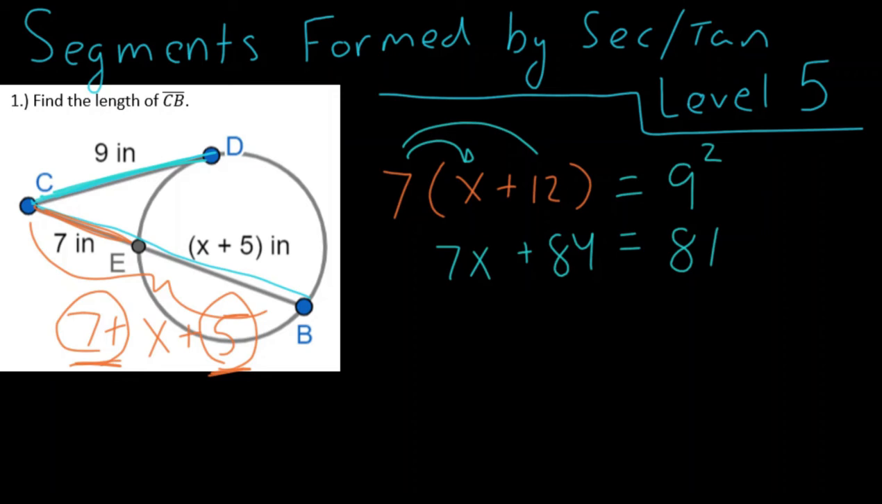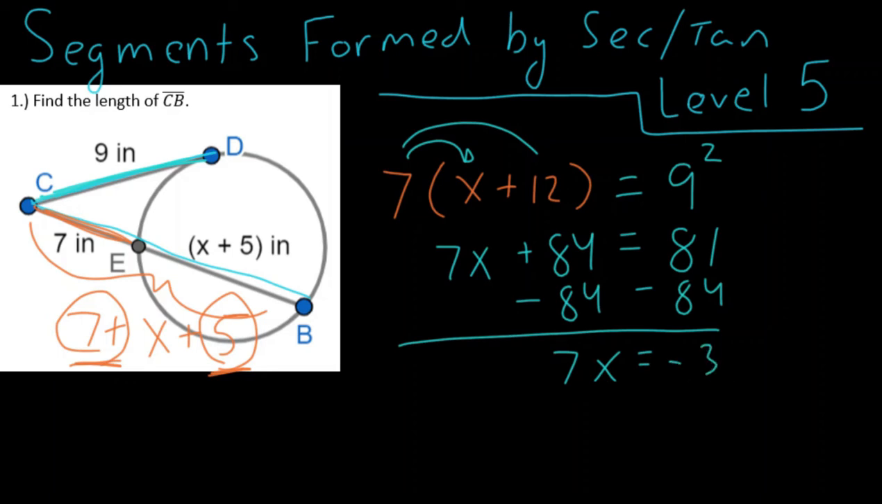Alright, just moving on through this. What should we get rid of next? Should we get rid of the 7, or should we get rid of the 84? Well, in this case, we want to get rid of our constant first. So minus 84, minus 84. And working down, we now have this. 7x is equal to 81 minus 84, which would be negative 3. Now, how can we get rid of the 7? Well, of course, we will divide both sides by 7. And it turns out that x is equal to negative 3 divided by 7.